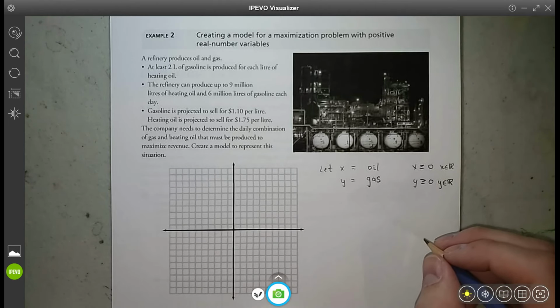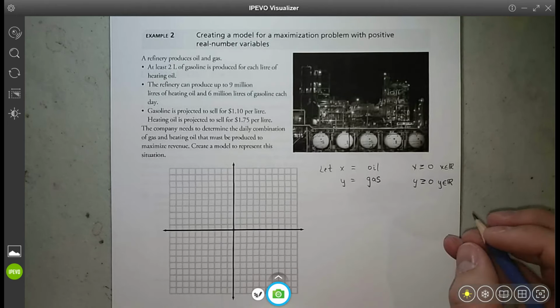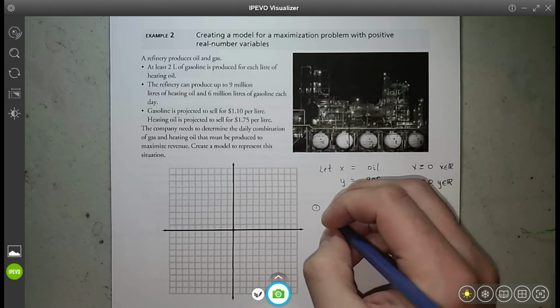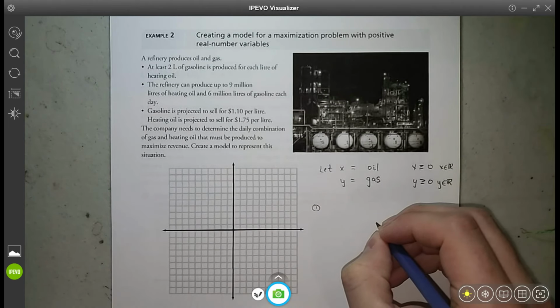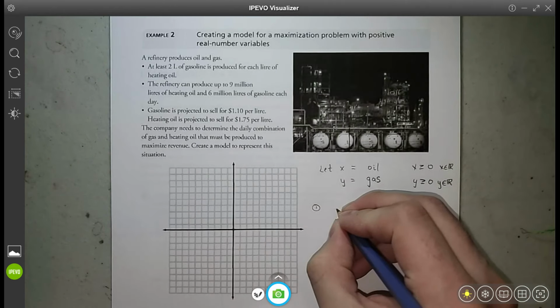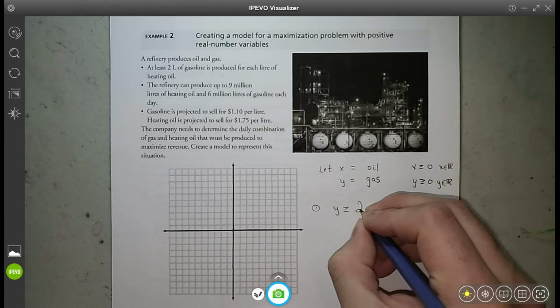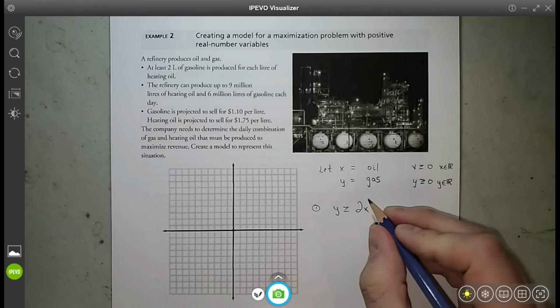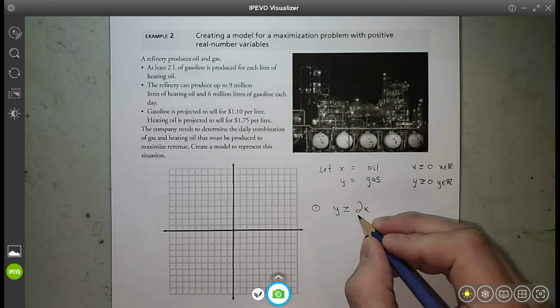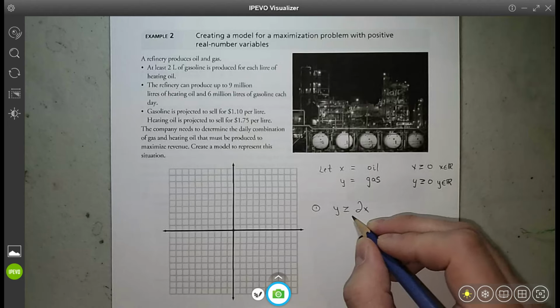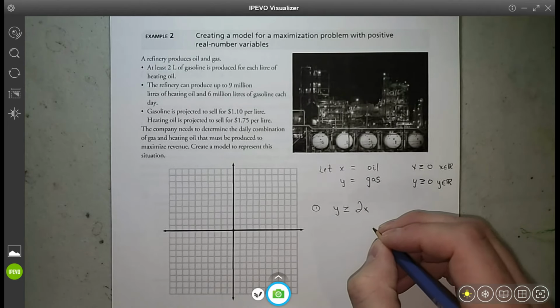So at least 2 liters of gasoline is produced for every liter of heating oil. So our first equation, at least 2 liters of gasoline. So Y is going to be greater than or equal to 2x. So we have to multiply the amount of oil that we get by 2. And that's going to be less than or equal to the amount of gas that we produce.